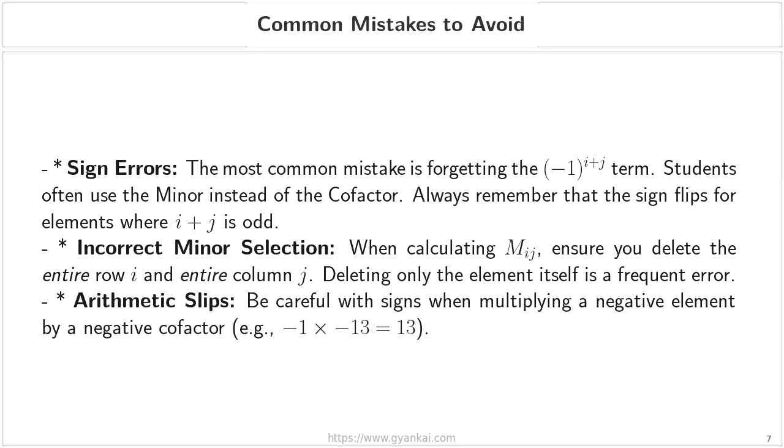Finally, be vigilant regarding arithmetic slips. Determinant expansion involves a lot of multiplication and addition, and it is very easy to lose track of a negative sign. For instance, if you are multiplying a -1 by a -13, ensure you correctly arrive at +13. One small slip here will cascade through your entire calculation and give you the wrong final answer. Stay focused on your signs, and you will find much more success.